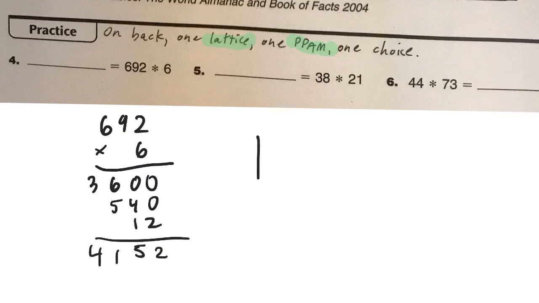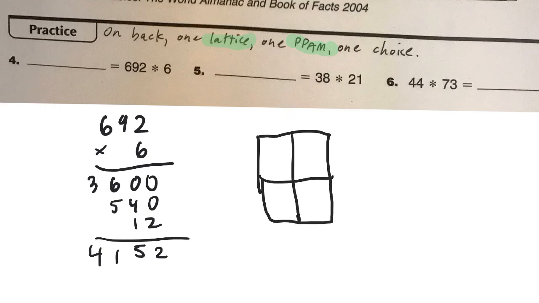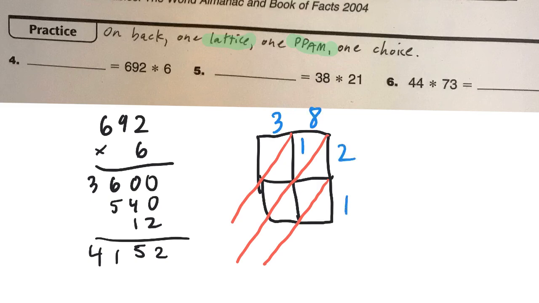And for the lattice method, I'll do this next one with the lattice method, and you need 2 by 2 for this one with your other lines going diagonally. And what do we have? 38 times 21. So 8 times 2 is 16, 8 times 1 is 8, 3 times 2 is 6, 3 times 1 is 3, and now we add them up diagonally. So this is going to be 6 plus 0 plus 3 is 9, 1 plus 6 plus 0 is 7, and that is the answer.